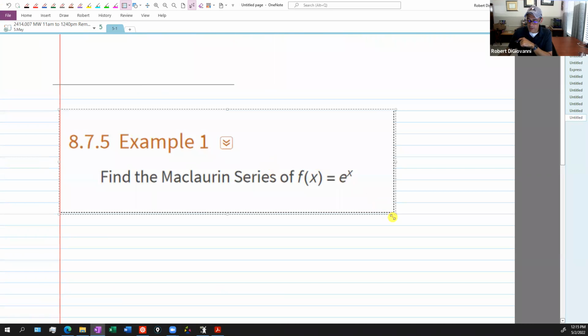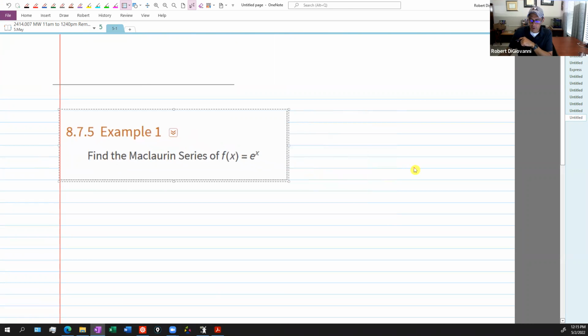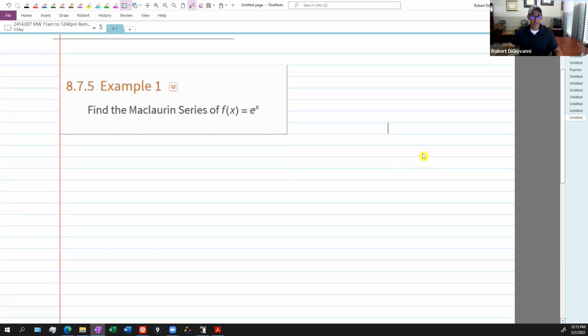So here we go. Have you ever wanted to know what the power series is for e to the x? We are going to create it. e to the x is one of those things that's easy to integrate and differentiate, so we've never needed to do anything with it, like get a power series. But let's just create it though. So watch the way I do this.